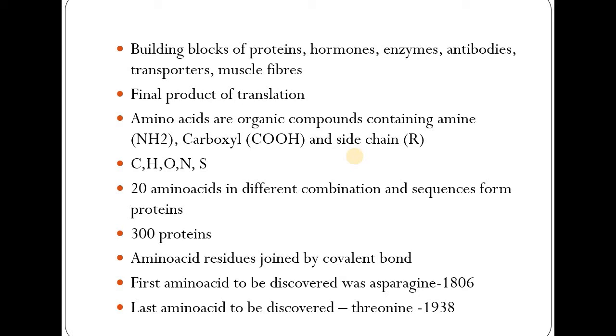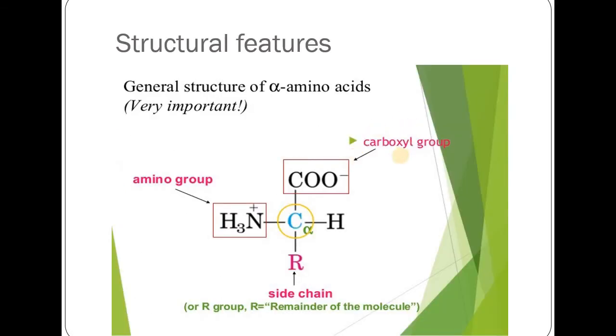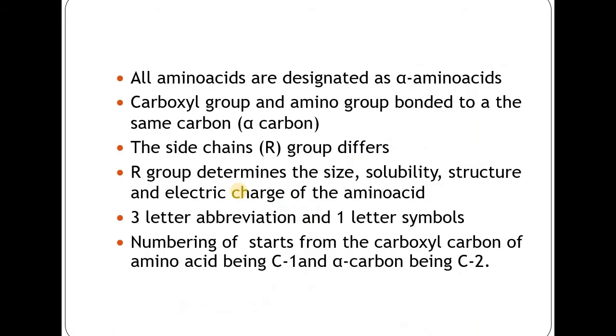Next we move on to the structural features. As I told you before, it is a very simple structure in which you have a carbon atom, the alpha carbon, in the center, to which all these groups are attached. One carboxyl group is attached, and then we have a hydrogen and a side chain, which can be alkyl or aromatic or whatever it is. Depending upon this R group, these amino acids have been classified, and the amino group is attached to this alpha carbon. So that is the general structure.